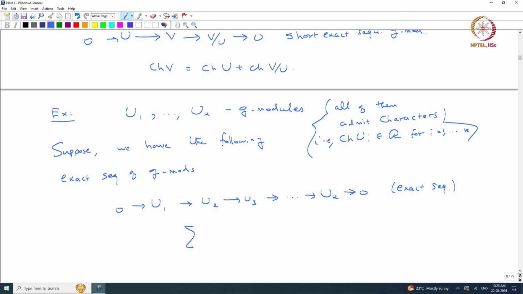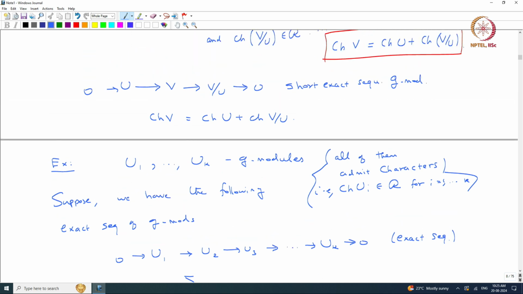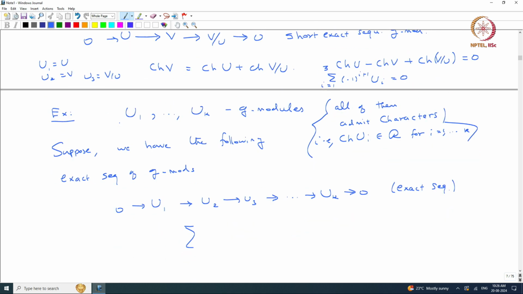Let us see how we are writing this alternating sum. The character of U minus the character of V plus the character of V modulo U is indeed 0. If you want to keep the odd and even in place, this is the first place, this is the second place, this is the third place. Then this is written as the sum of (-1)^(i+1) times the character of u_i, i ranging from 1 to 3, equal to 0, where u_1 is U, u_2 is V, and u_3 is V modulo U. That is how we have to interpret it.